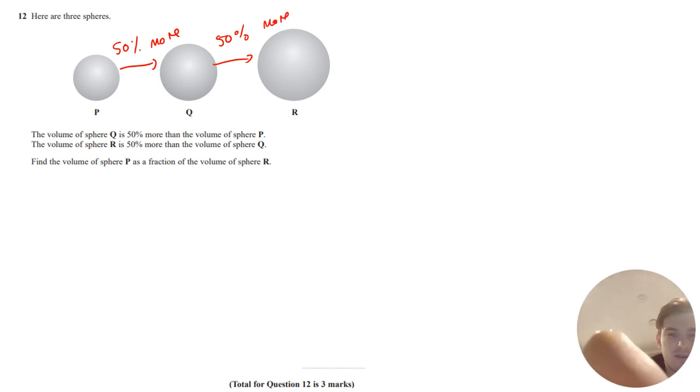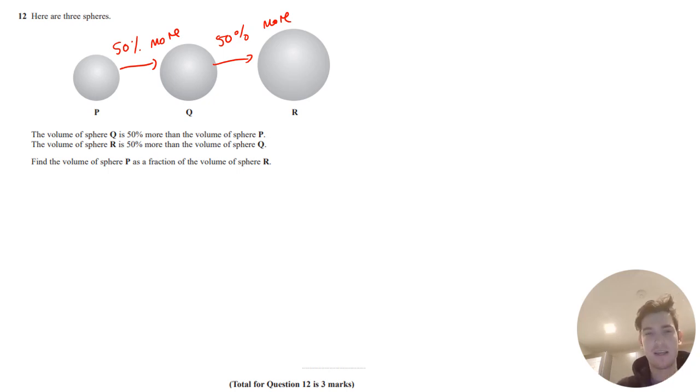50% more. Find the volume of sphere P as a fraction of the volume of sphere R. So with this question, you're not told what the volume of any of the spheres are. So it's a little bit confusing. How can you work out what the volumes are if you're not told the volume of any of them? Well, actually, if you think about it, it doesn't really matter what the volume of any of the spheres are. Whatever the volume is, there's always going to be the same link between them.